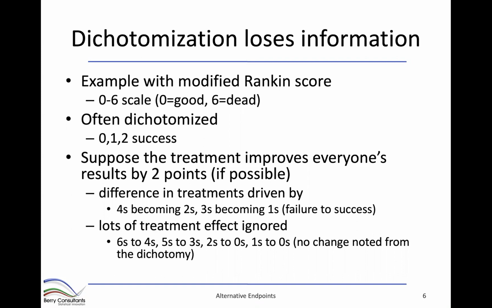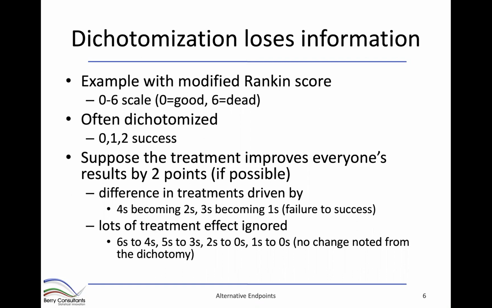But if I had a treatment that did that, and then I wanted to dichotomize it, so that 0, 1, 2 is a success, any difference between the treatments, I will pay attention to the 4s becoming 2s and the 3s becoming 1s. I do that because I go from a failure, the 4, to a success, the 2. The 3 to 1 does the same thing. I get a failure to a success. So those are the kind of patients that would actually move that dichotomized endpoint.